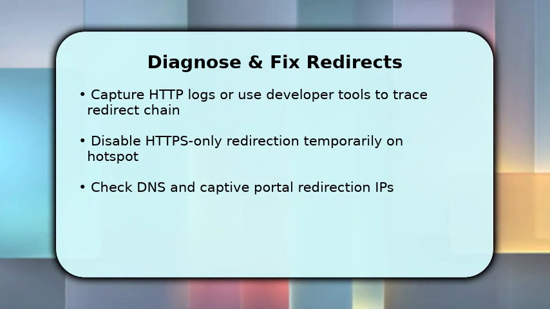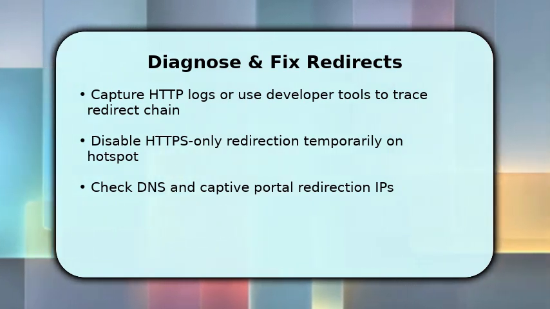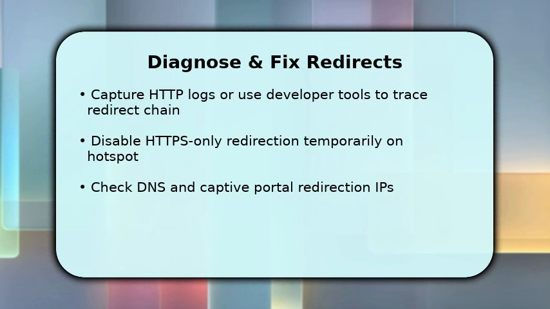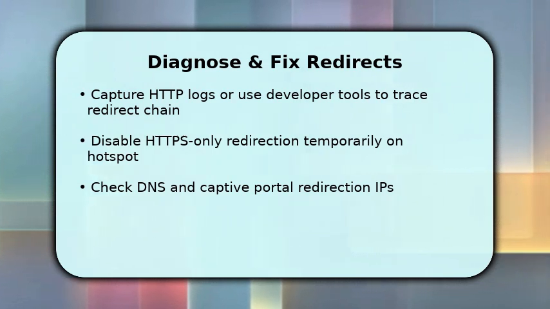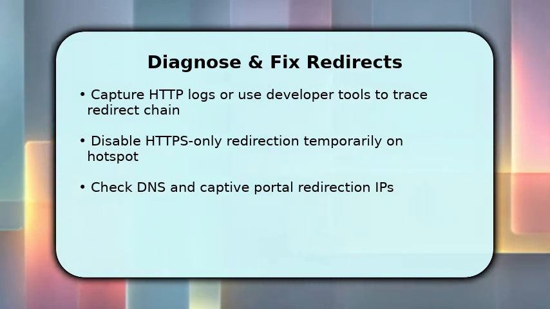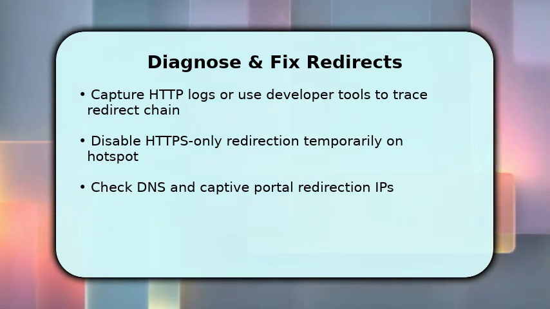Open browser DevTools and watch network requests to see where redirects loop. If the hotspot forces HTTPS, make an exception or allow HTTP for the captive portal. Secure redirection can prevent the portal page from loading. Check DNS settings and ensure captive portal redirect targets the correct local IP rather than an external host.